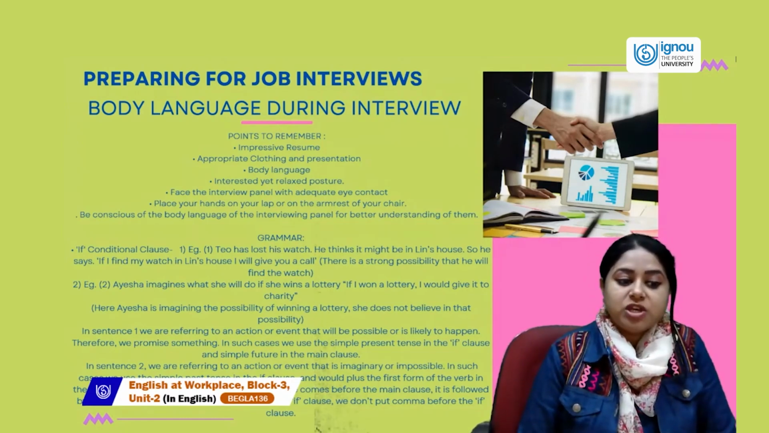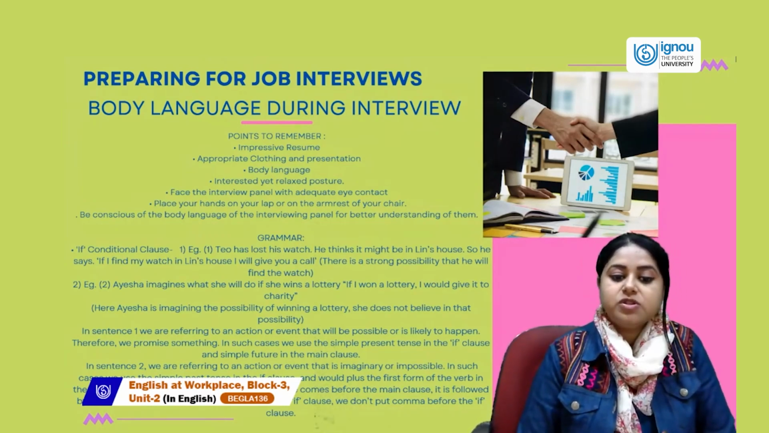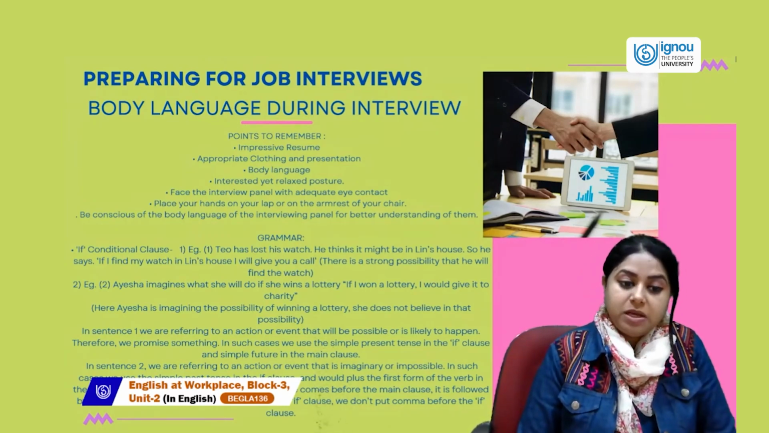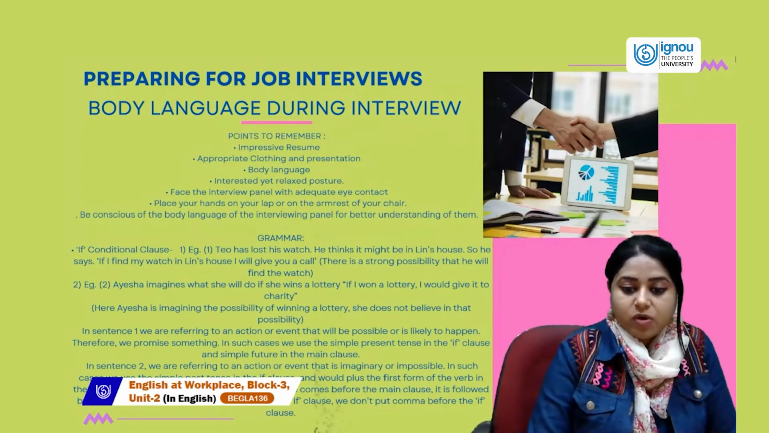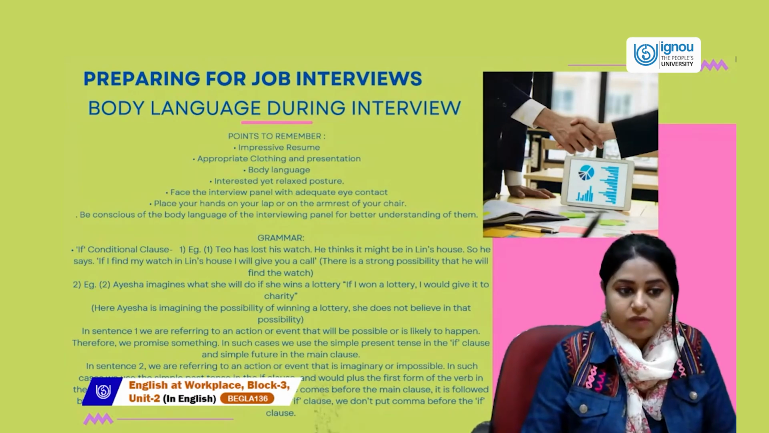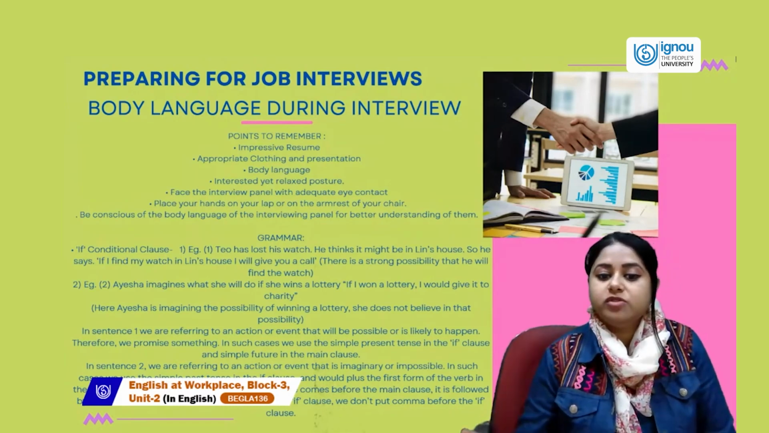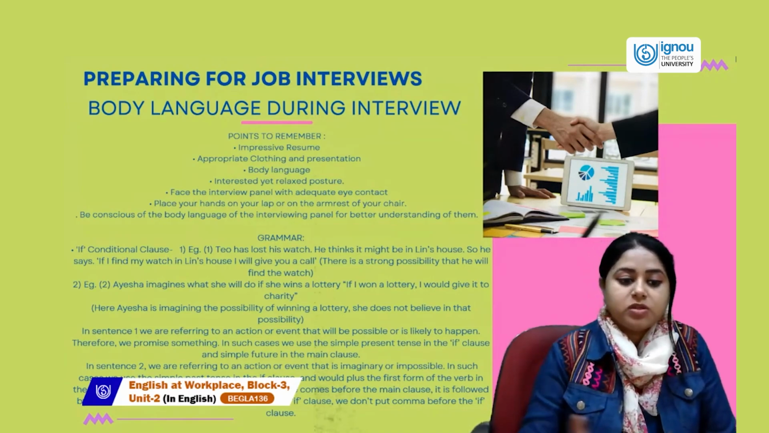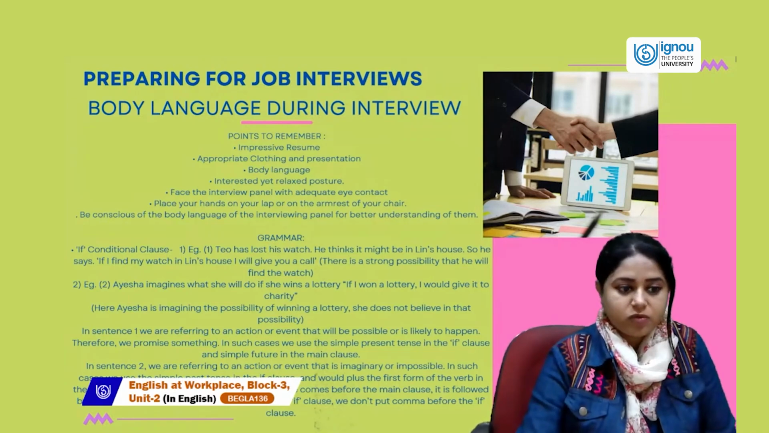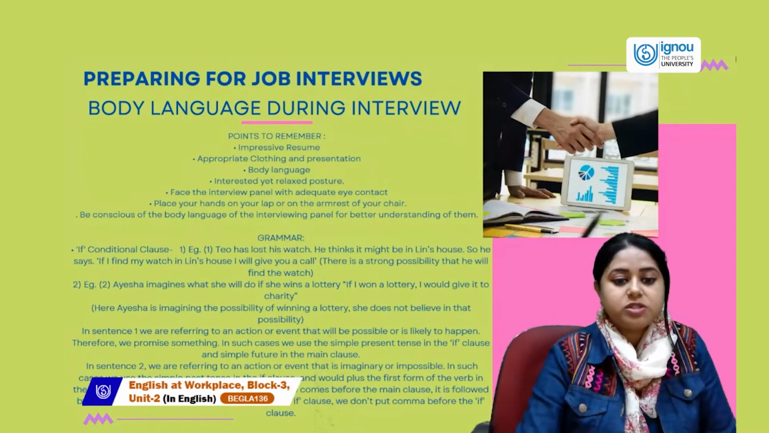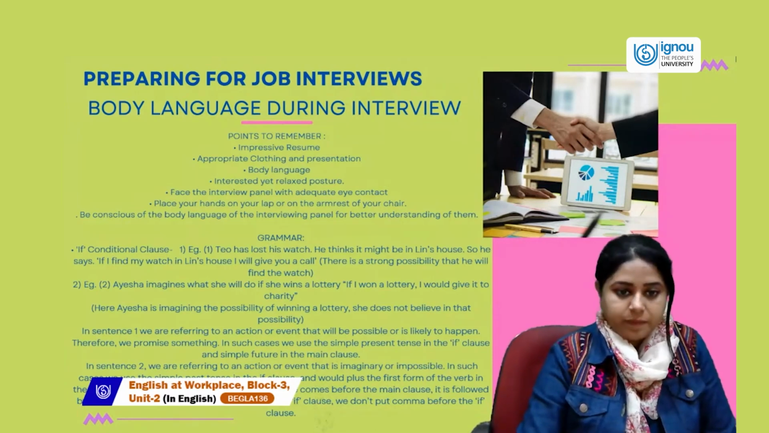Okay, so in such cases we use the simple past tense in the if clause and the first form of the verb in the main clause. If the main clause comes before the if clause, we don't put a comma before the if clause. If I won a lottery, comma, I would give it to charity. So you see the difference between the first sentence and the second sentence, right? In the first sentence, there is a strong possibility. In the second sentence, it's more of a probability.